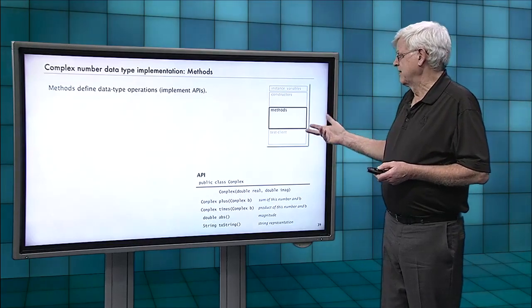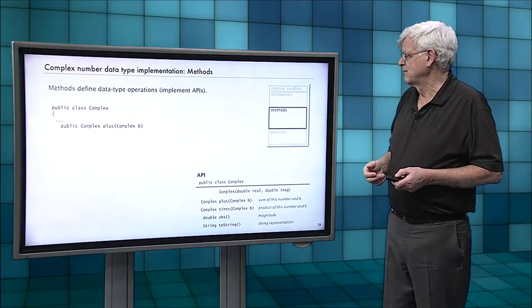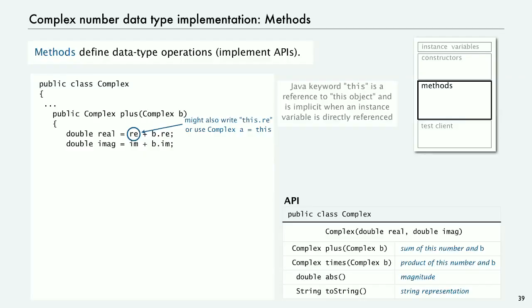Okay, now let's look at the methods. And given all the definitions that we have, the methods are quite straightforward. To add another complex b to this complex, we do the computation for the real part and the imaginary part, and then we create a new complex number and return that.